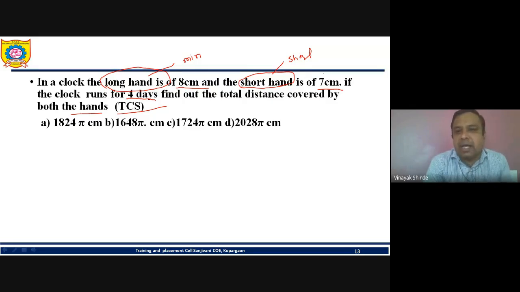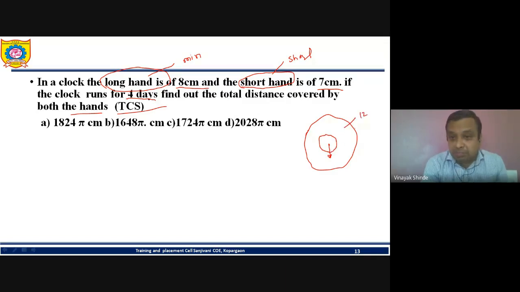Shorthand means what? It is the hour hand. Right? So the hour hand completes one rotation in 12 hours. I'll try to draw over here. This is the hour hand. This rotation will be completed in 12 hours. Okay, one rotation. So what is this rotation? Rotation means nothing but a circumference. Circumference means 2 pi r. Circumference of the circle is equal to 2 pi r.